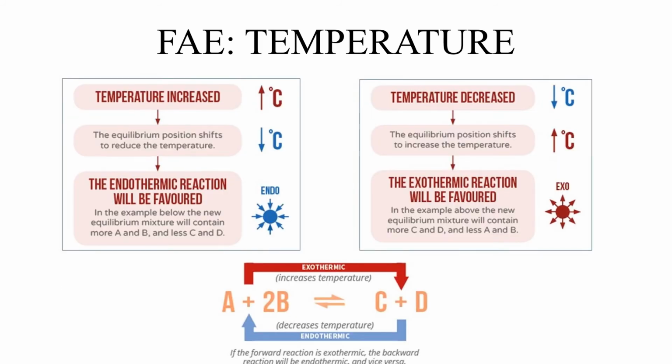Next is temperature. When temperature is increased, the equilibrium position shifts to reduce the temperature, so the endothermic reaction will be favored. In the example below, the new equilibrium mixture will contain more AB and less CD.